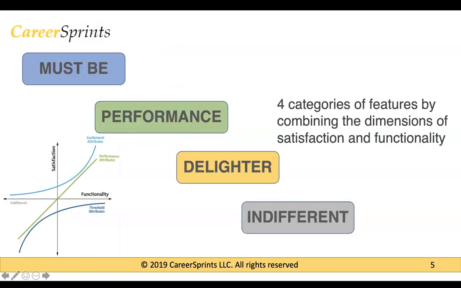What Kano did was that he created 4 categories of features by combining these two dimensions, as shown in the picture here. So let's go through them one by one. The first category is called must-be features. These are features that customers cannot live without, and the absence of these features will result in complete customer dissatisfaction. They're also called basic features.